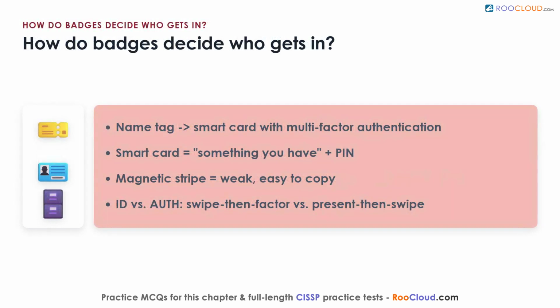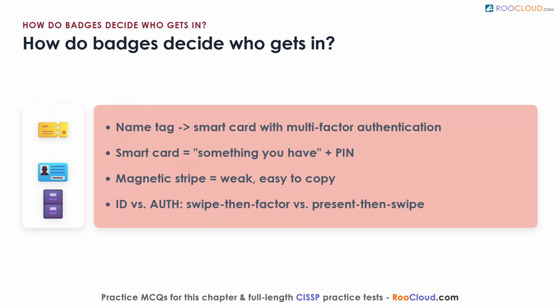How do badges actually decide who gets in? By carrying either identity, authentication, or both. A badge can be as plain as a name tag marking employee or visitor, or as capable as a smart card using multi-factor authentication. A smart card is a credit card-sized token with an embedded chip that can hold or even process data, and it represents something you have. Because a single factor is never enough, it is usually paired with a personal identification number, so a stolen card alone will not let someone impersonate you.